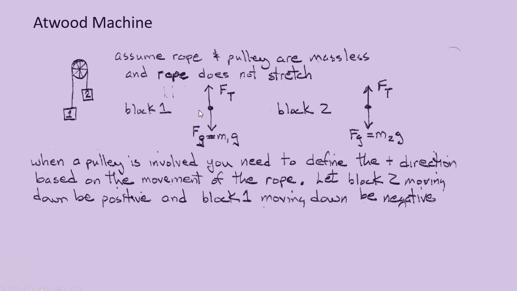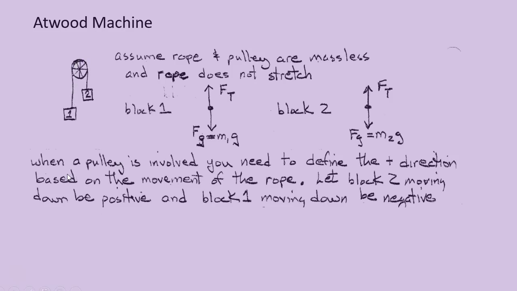First, we do our individual force diagrams. Block 1, we have the weight of the block acting downward. We have the tension force of the rope acting upward. And in block 2, we have the weight of block 2 pulling down, and we have the rope tension force pulling up. Because of Newton's third law, the tension throughout the entire rope, and this is true of all ropes, the tension will be the same.